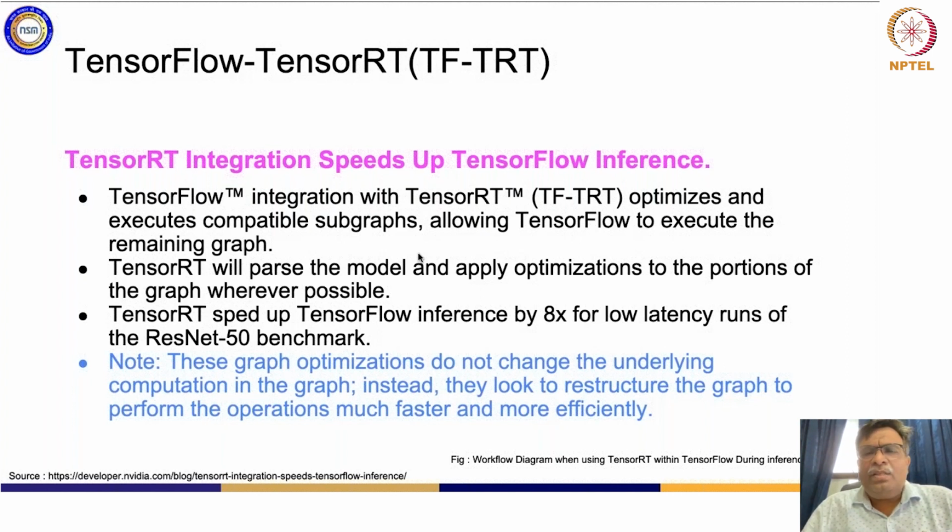There are certain things you can see about graph optimizations. They do not change the underlying computations in the graph. That is very, very important. Your computations won't change, but the graph will be optimized. So basically, you are restructuring the graph to perform the operation much faster and more efficiently. This is the basic gist of why you do this, and how it is going to speed up. That is also what you are going to see.